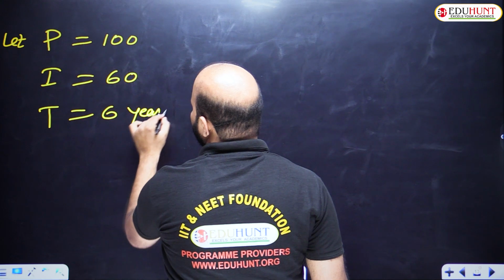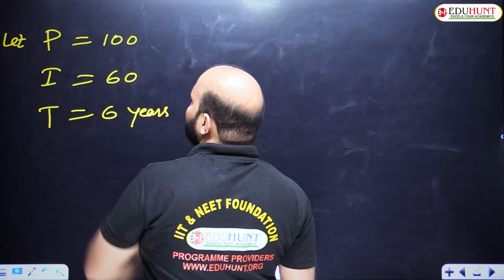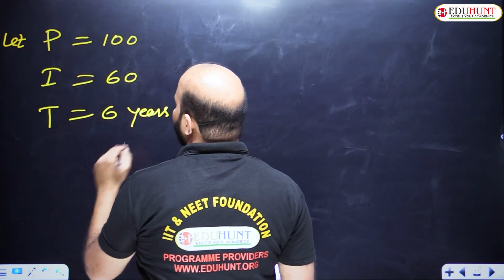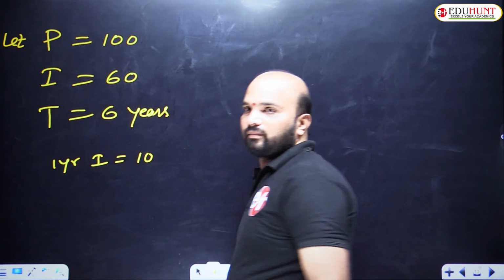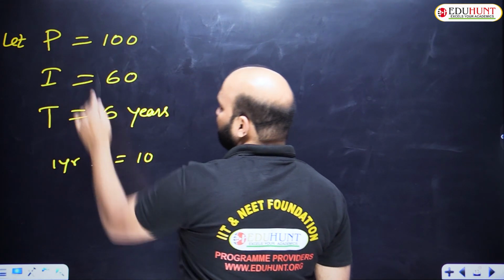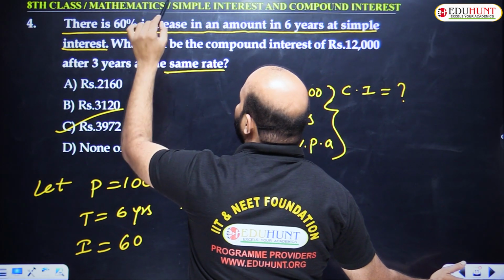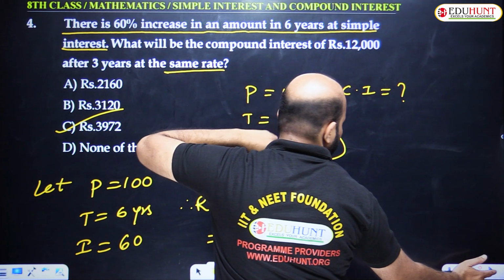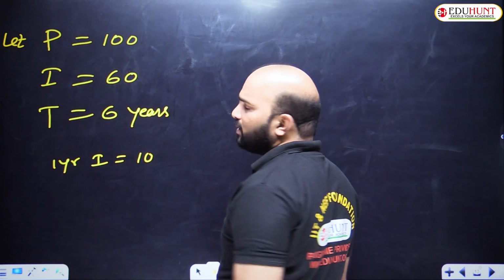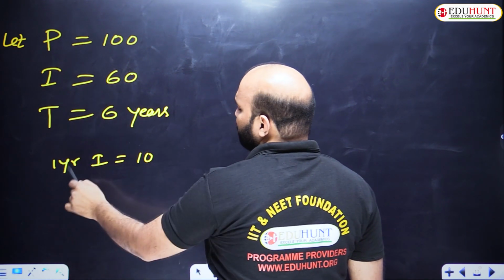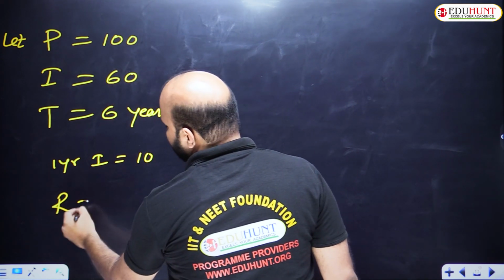Time how many years given? 6 years. So clearly we need to notice that. So interest 60 rupees in 6 years. That means 1 year interest equal to 10 rupee. Already given in that question, there is a 60% increase in amount in 6 years at simple interest. So if principal is 100, interest is 60 in 6 years. 1 year interest how much? 10 rupee. So 10 is how much percentage in 100? 10%.